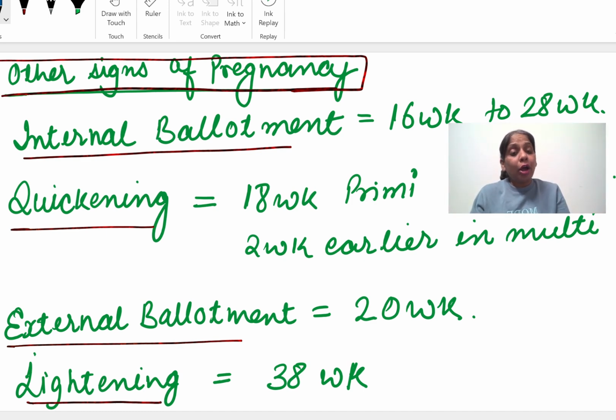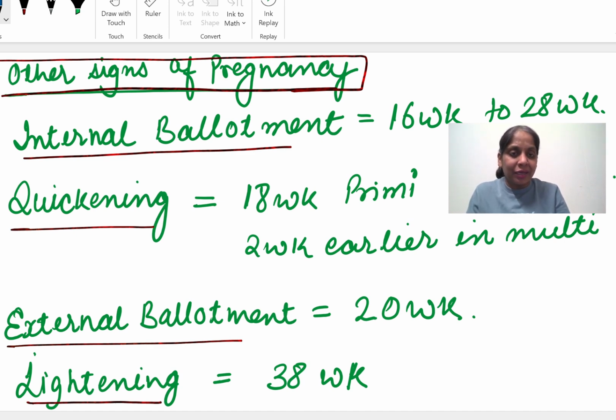Ballottement means the total moving of the baby along with the fluid is seen only when babies are small, not too small, not too early, but medium size, you can say. So all these values are somewhat near 20 weeks. First, internal ballottement means moving our two fingers in the anterior cervix. You all know that the uterus and cervix are soft during pregnancy, isn't it? Soft signs are Goodell and Hegar.